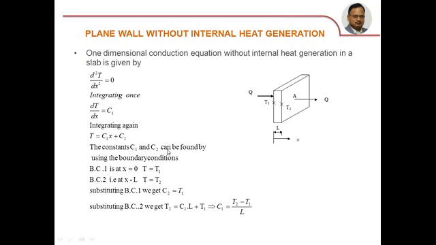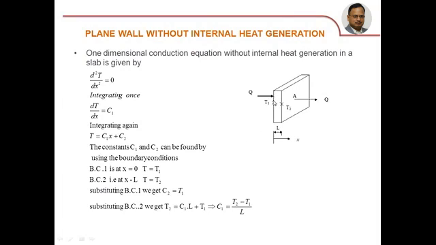To determine the constants C1 and C2, at least you have to frame two equations. So to develop the two equations to solve C1 and C2, we will consider the boundary conditions. That means on the boundaries of this object, at some point, if you know the temperatures, then we use that data to solve this equation which contains two constants, C1 and C2.